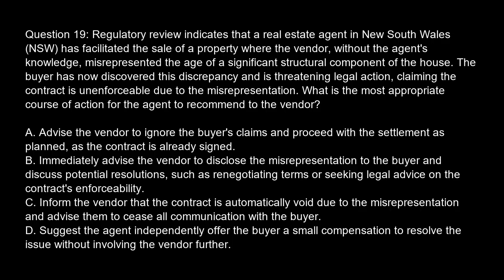Option A. Advise the vendor to ignore the buyer's claims and proceed with the settlement as planned, as the contract is already signed. Option B. Immediately advise the vendor to disclose the misrepresentation to the buyer and discuss potential resolutions, such as renegotiating terms or seeking legal advice on the contract's enforceability. Option C. Inform the vendor that the contract is automatically void due to the misrepresentation and advise them to cease all communication with the buyer. Option D. Suggest the agent independently offer the buyer a small compensation to resolve the issue without involving the vendor further.